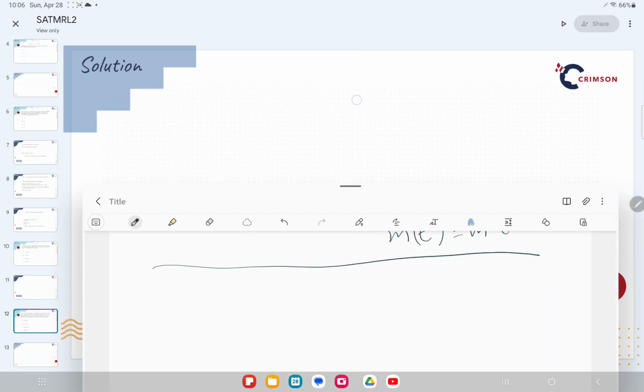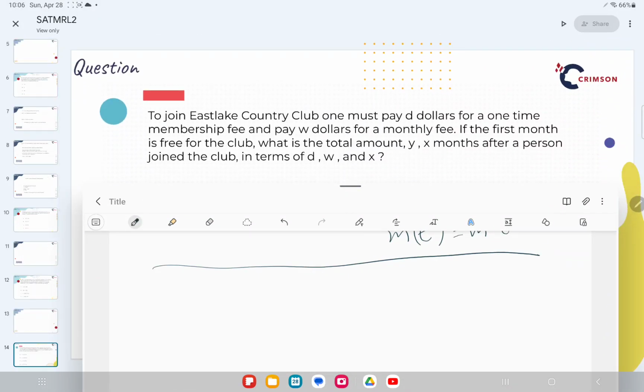Okay. So this one is an easy one. Now, to join the East Lake Country Club, to join this country club, I have, can't I make the line smaller? Okay, much better. Yes, a bit bigger. Okay. So, East Lake Country Club.